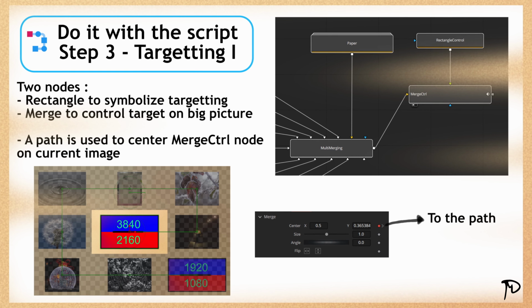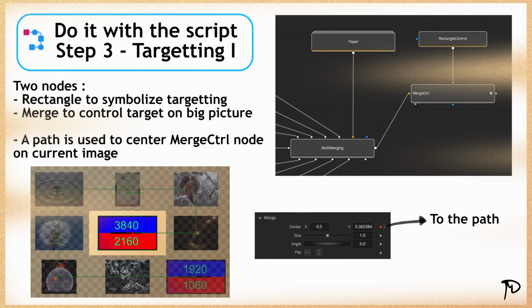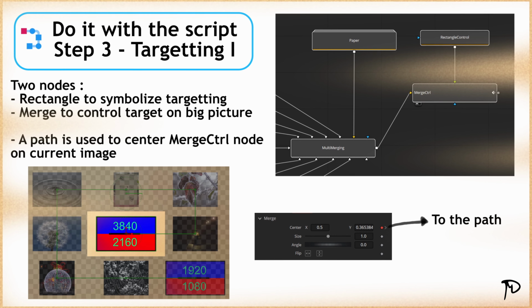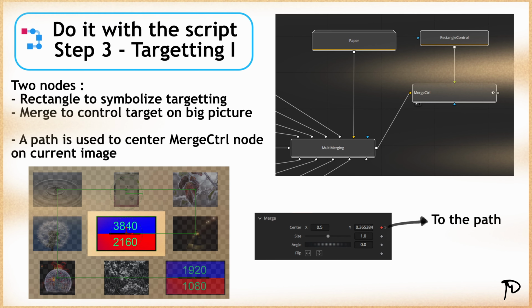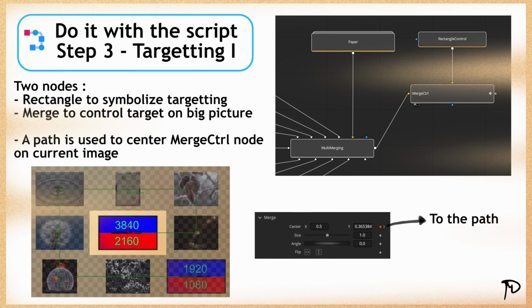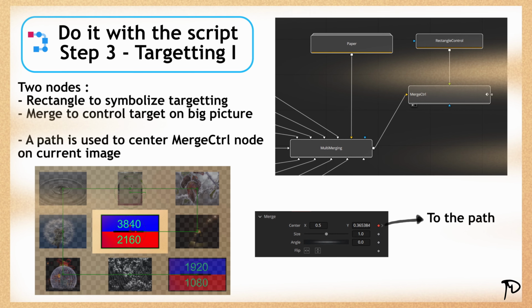Step 3 involves selecting which of these images will be the focus image, displayed large at the final resolution. To achieve this, a node named Merge Control will hold the current focus position at any given time, and a path associated with the node center will allow managing the successive positions.